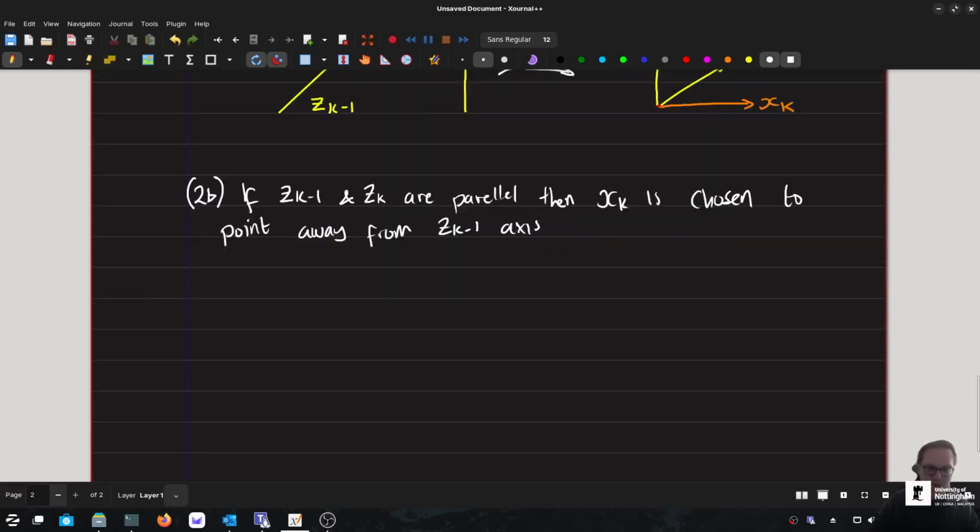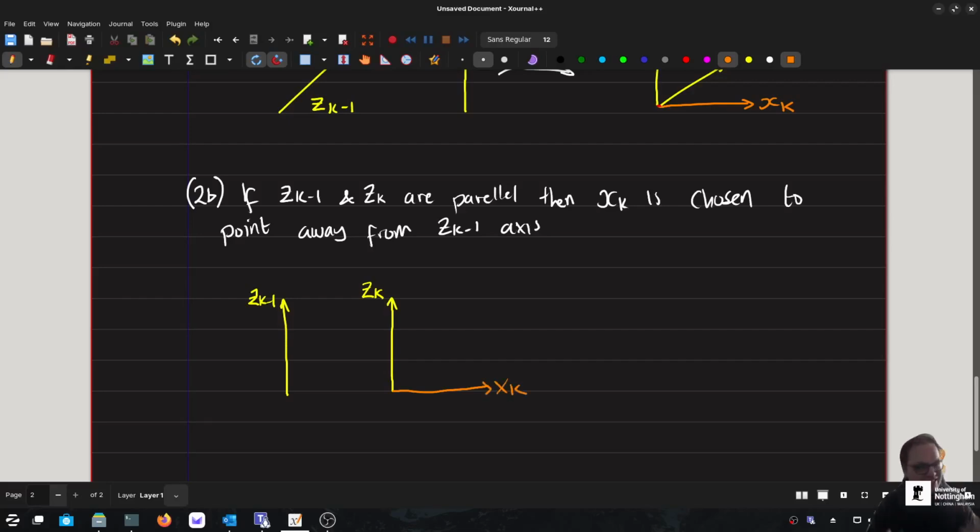In other words, if I draw this one out again, I might have zk minus 1 like this, and then when I move to the next frame, I find that I've got zk exactly parallel but also going up. In this case, you want your xk to move away, 100% move away. So if zk minus 1 is to the left, you definitely want to be going to the right here. So we've got to assign xk in that direction. That's the exception to the rule. If there's already a parallel axis to the left-hand side, you must go right, or vice versa. If the previous axis is to the right, you must go left. Again, we're going to go left to right, usually for robots. So just be aware of that.